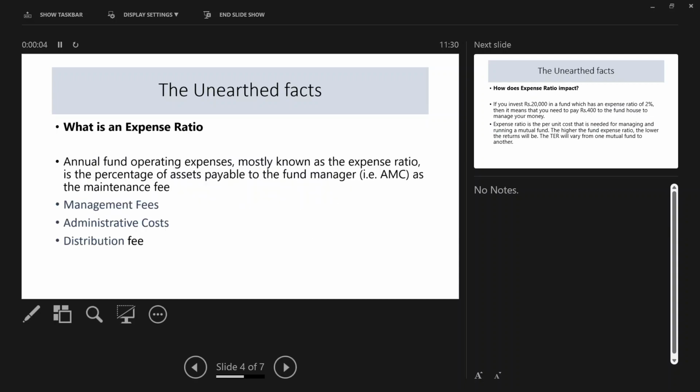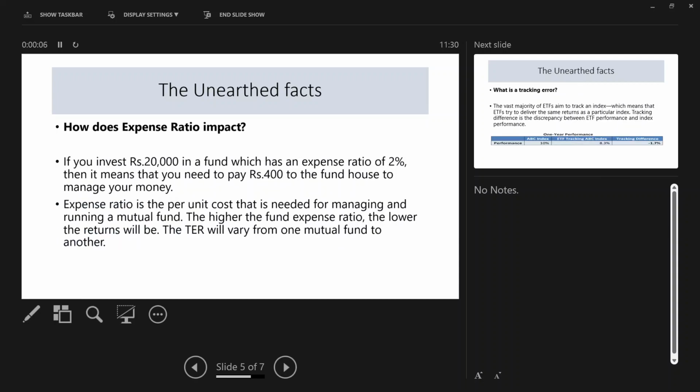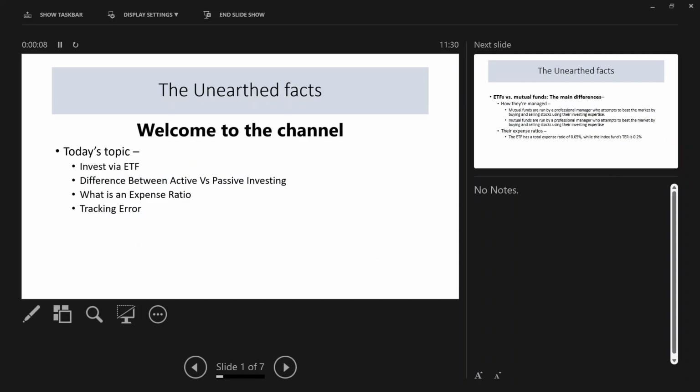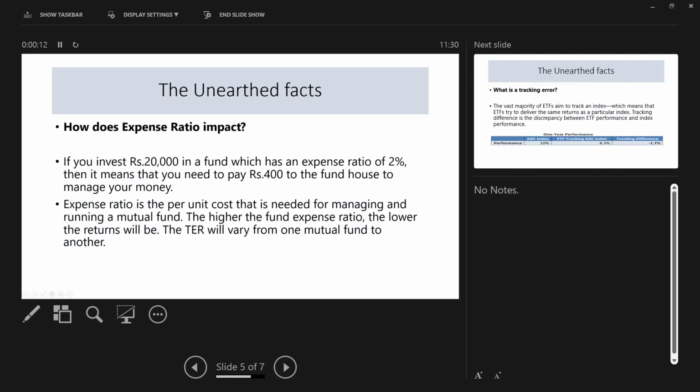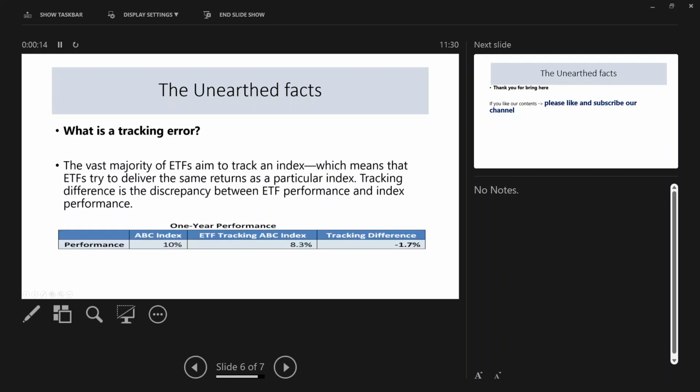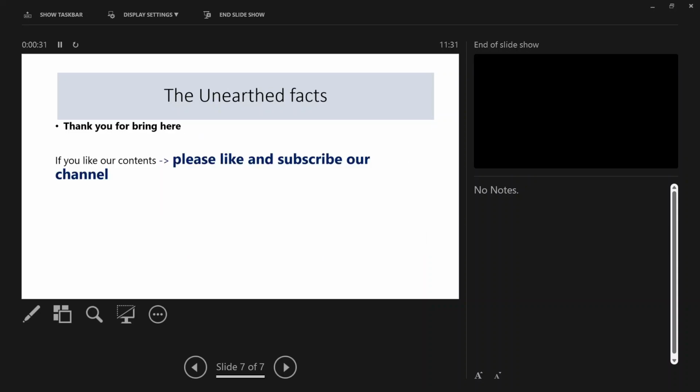And with that, we quickly summarize the entire video. Active, passive, expense ratio, then the tracking error. Tracking error is basically the difference between the composition of the index they are trying to replicate, for example Nifty 50 or another relevant index, and the difference between that ETF's return versus the index return. We should be very careful here. A high tracking error is not a good idea. Yeah, hope this helps in some way.